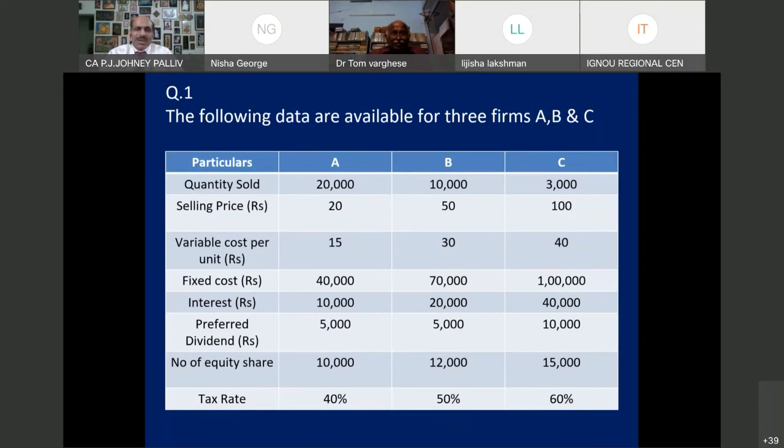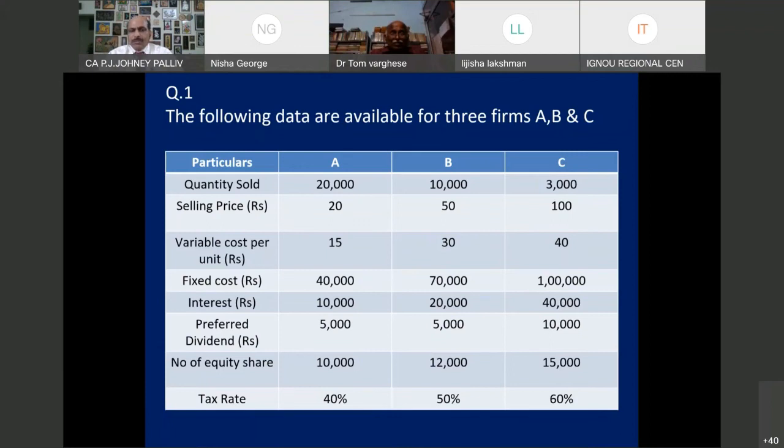Now, this is a question. Quantity sold, selling price for three firms. Firm A, firm B, firm C. Selling price is given. Quantity sold is given. Variable cost is given 15, 30, 40. Fixed cost is given 40,000, 70,000, 1 lakh. Interest is given 10,000, 20,000, 40,000. Preference dividend is given 5,000, 5,000, 10,000. Number of equity shares 10,000, 12,000, 15,000. And the tax rate is given. This tax rate means income tax rate 40%, 50%, 60%.